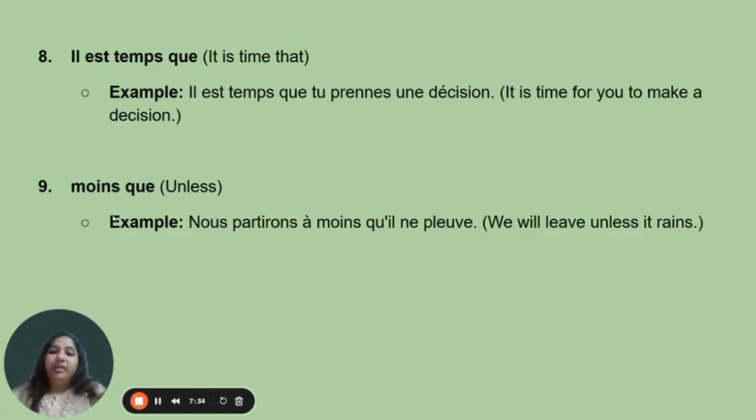Then à moins que is again one more expression which means unless. Example, nous partirons à moins qu'il ne pleuve. Now, this is one of the most important things which I would like to say. Since ne is not a negation here, we call it ne neutre, which means it is there to insist on something. We put this ne in order to stress something you wanted to tell. This does not mean that it is a negation. We will leave unless it rains. So with this unless it rains, you wanted to insist, so you put ne. Even if you don't put ne, it works. Okay, right. So this is one more expression.